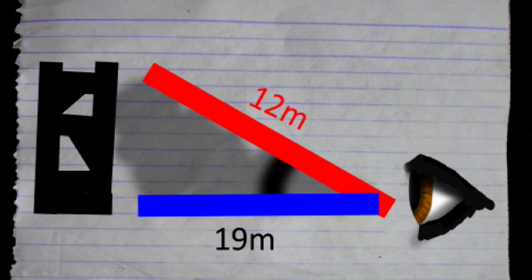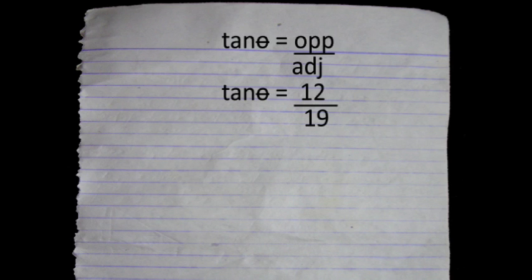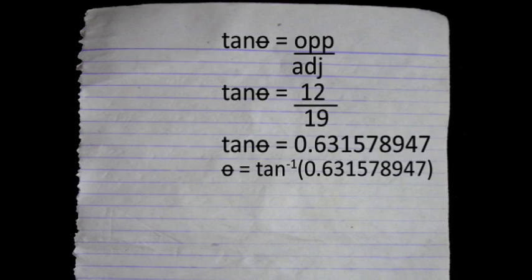We use the same trigonometric ratio because we have the opposite side and the adjacent side. So tangent theta is equal to opposite over adjacent. Tangent theta is equal to 12 over 19. Divide these two first and we get tangent theta equal to 0.631578947368421. In this situation, you should write all the numbers because theta is not yet identified.